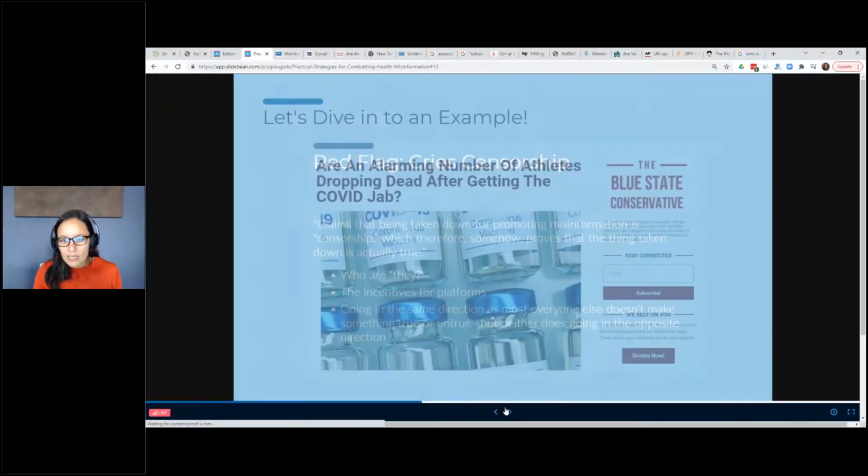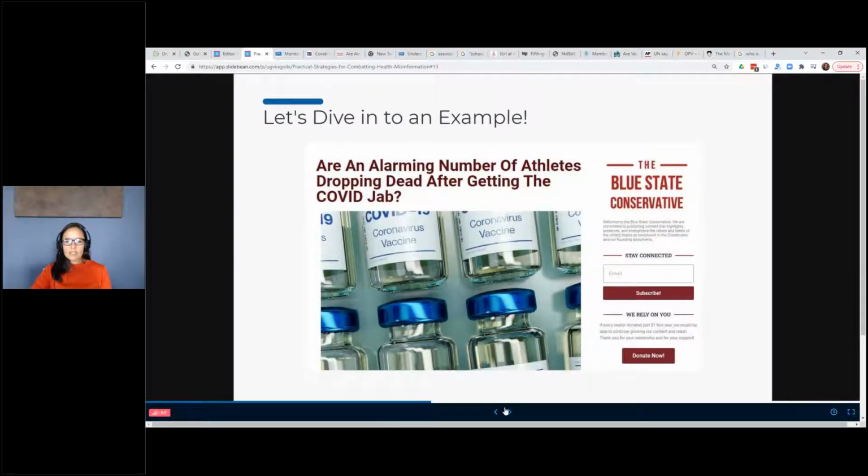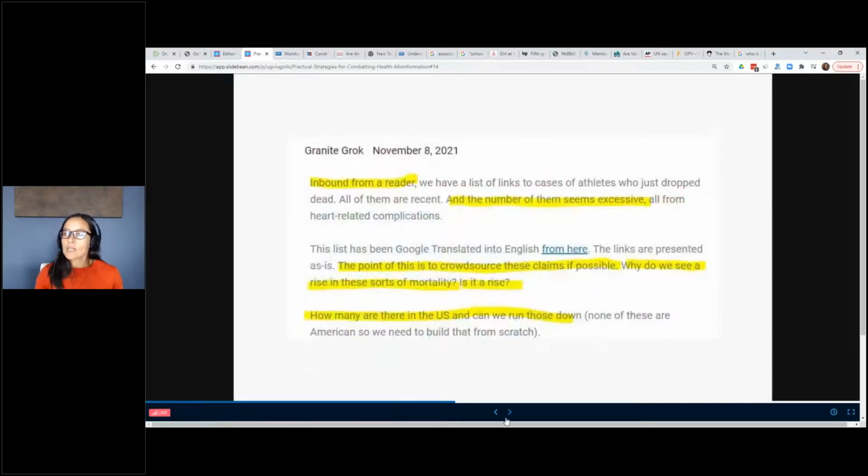All right, we'll look at an example here. The title here from this website, a small website called the Blue State Conservative, says, "Are an alarming number of athletes dropping dead after getting the COVID jab?" Yeah, that sounds, that's a question. What is the answer that they're trying to elicit from this headline? The answer is yes, an alarming number of athletes are dropping dead after getting the COVID jab. But again, red flag that the headline here is a question. Not only that, but most of the rest of the article is questions, okay?